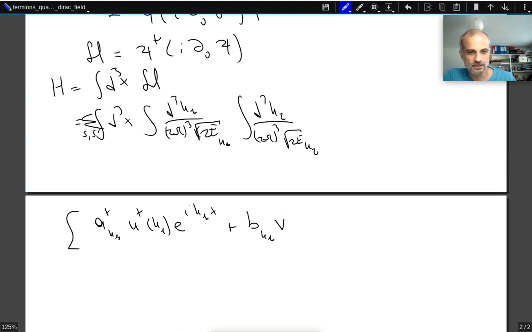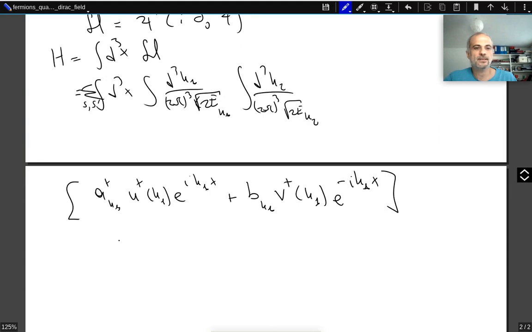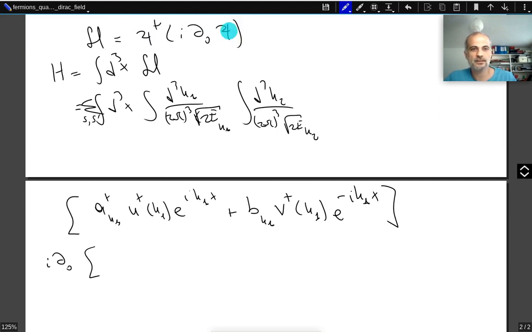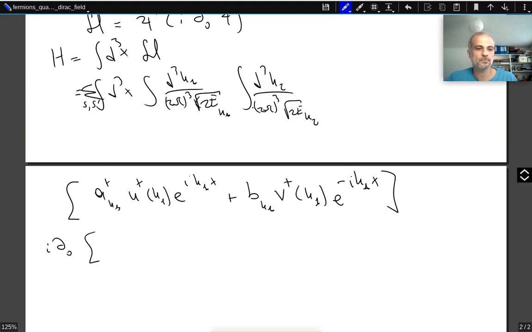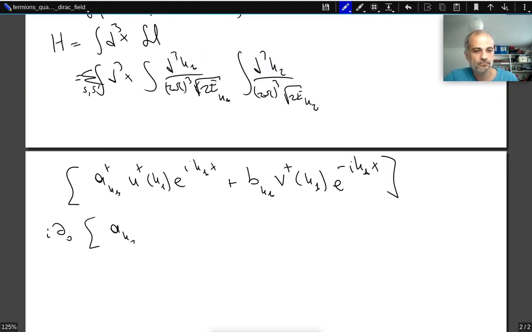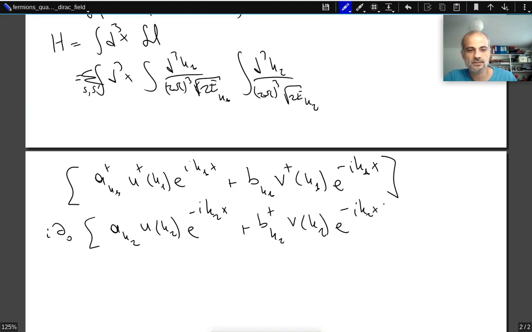So let me continue writing it down. v k1 e to the power minus i k1 x. Then we have the i del 0, the time derivative of, let me write the psi. Psi contains the k2 momentum, so it will be a k2 u of k2 e to the power minus i k2 x plus b k2 dagger v of k2 e to the power minus i k2 x.